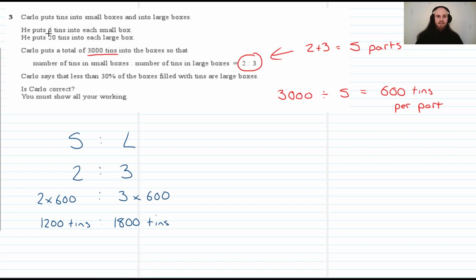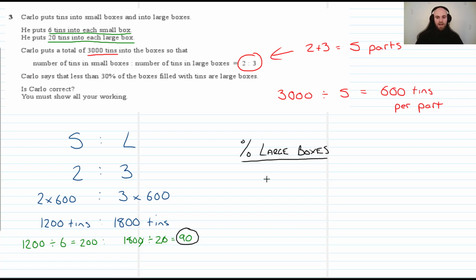If you look in the question, it says 6 tins into each small box, 20 tins into each large box. So if we divide these up, it will tell us how many small boxes we have. So we have 1,200 tins divided by 6 tins, which is going to give us a total of 200 small boxes. And again, if we divide this up, we're going to have 1,800 tins divided by those 20 tins to give us a total, if we knock those zeros off and make it easier, of 90 large boxes. And to find out if Carlo is correct, we need to find the percentage of large boxes.